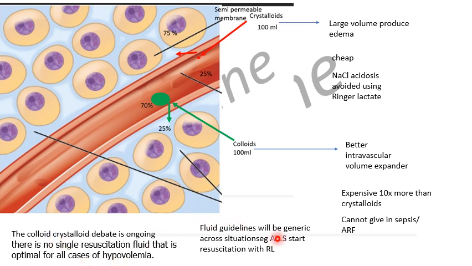Fluid guidelines will be generic. Across situations, for example in Advanced Trauma Life Support, you start resuscitation with Ringer's lactate. Advanced Trauma Life Support does not say you cannot use colloids. So you start off with Ringer's lactate because a patient needing resuscitation who is in shock and trauma will need a minimum of 2000 ml of crystalloids. And for those crystalloids, you cannot give normal saline because the chances of acidosis are much higher.